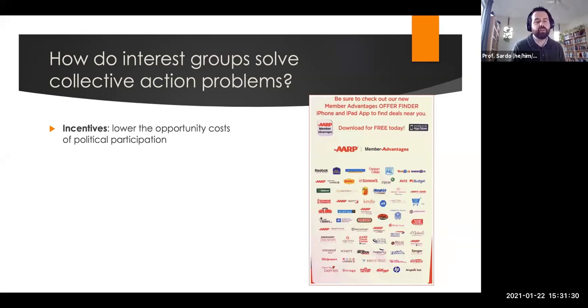But you get something out of it, right? You get your AARP member advantages card, right? But you can also get non-material benefits, the solidarity of working with other people who care about the same issue, or the promise of actually achieving the goal more effectively.